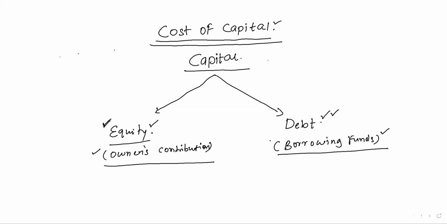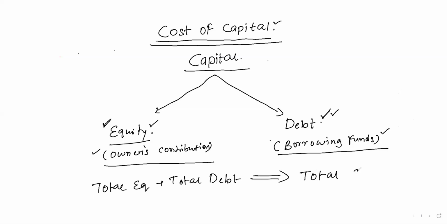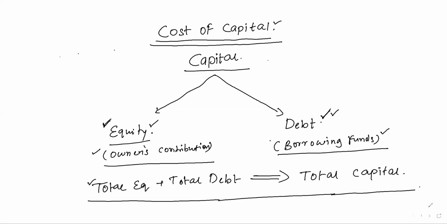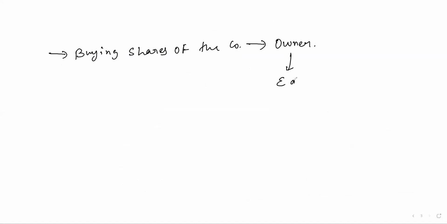So debt is what? Debt is borrowing of funds. If you have borrowed money or capital from a third party to run your business, it would be your debt. So your total equity plus total debt comes together to make your total capital. So basically, when you are buying shares of a company, you are investing to be the owner of the company. And that investment is called equity investment.